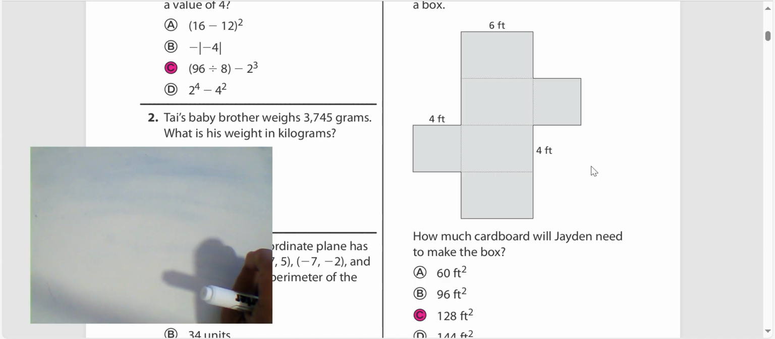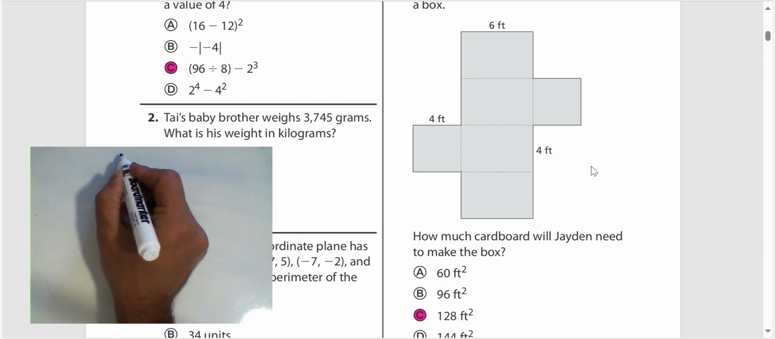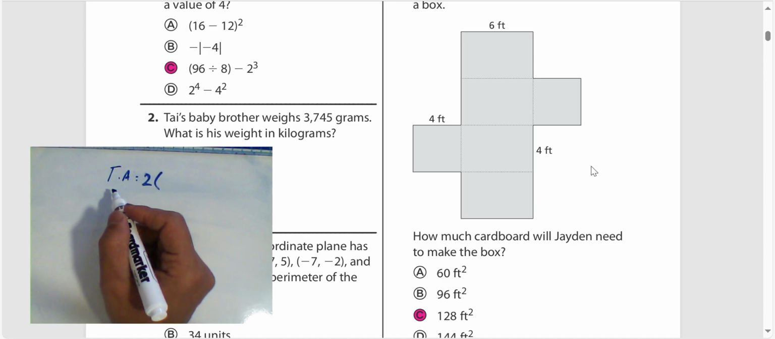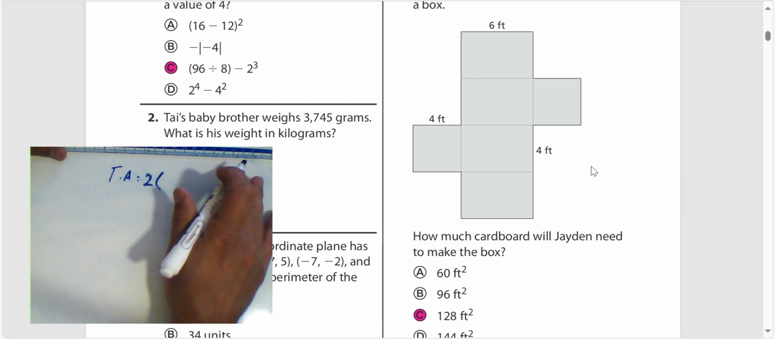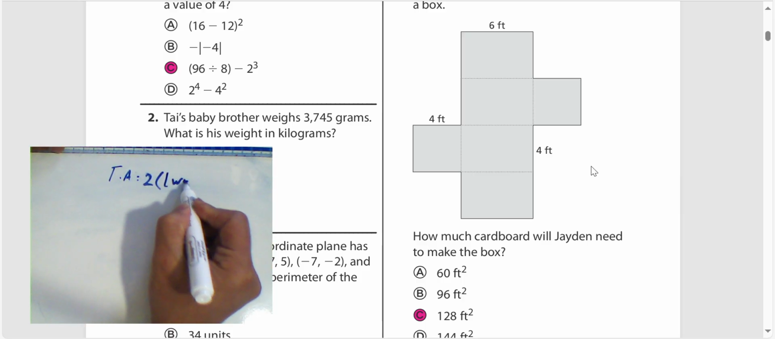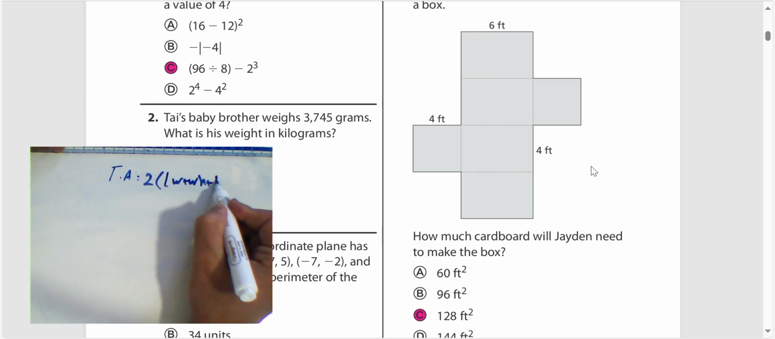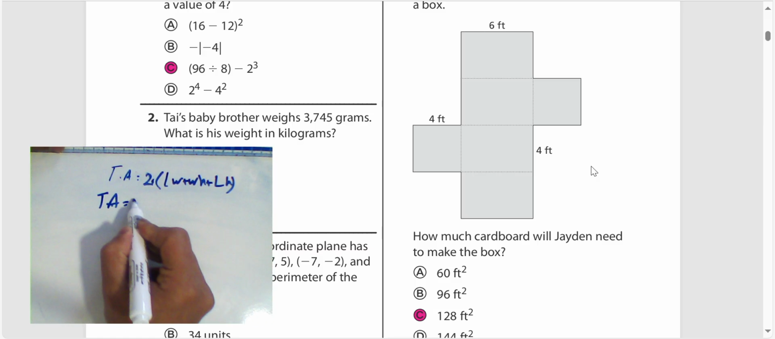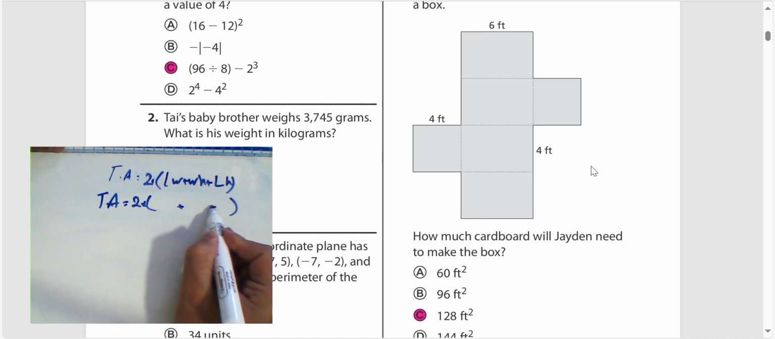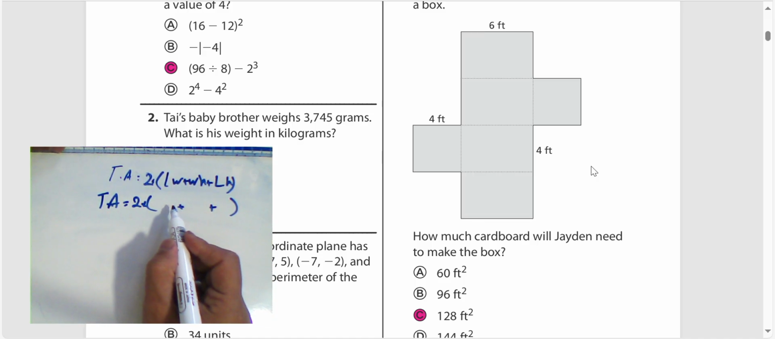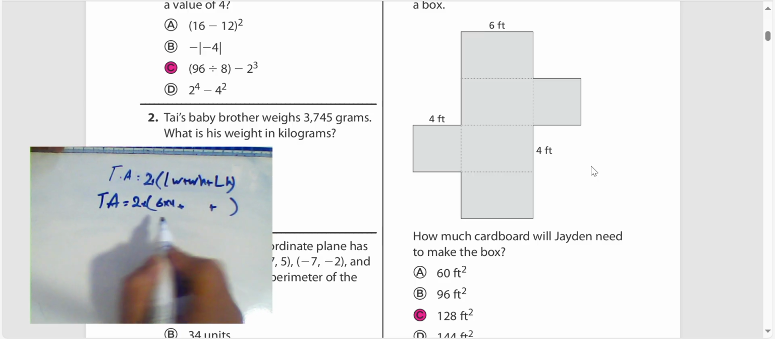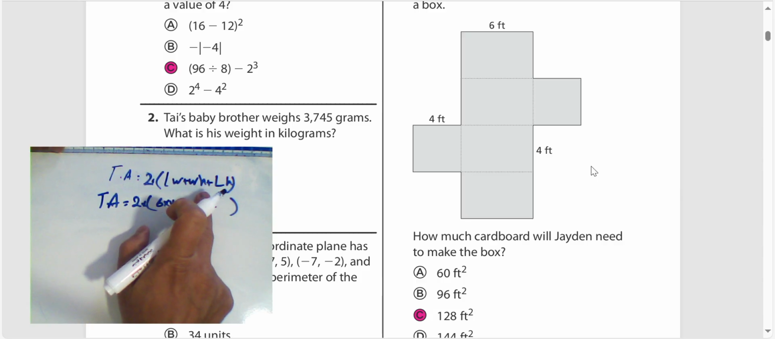Okay, but in this example, he won't need the volume to make a box. He wants to find the area, the total area. You know the total area equals twice the product of length and width, and width and height, and length and height. Then the total area is twice length and width. The length here was 6 and width 4. Length times width, and also width times height.